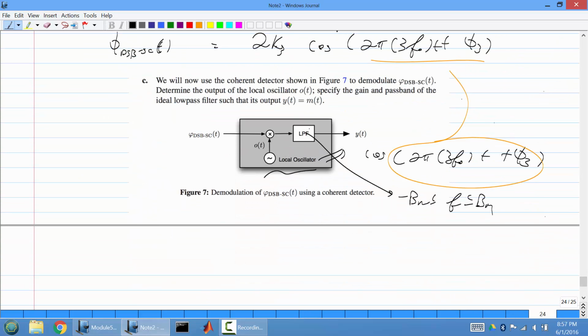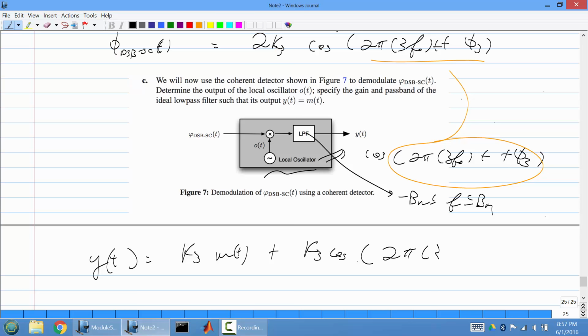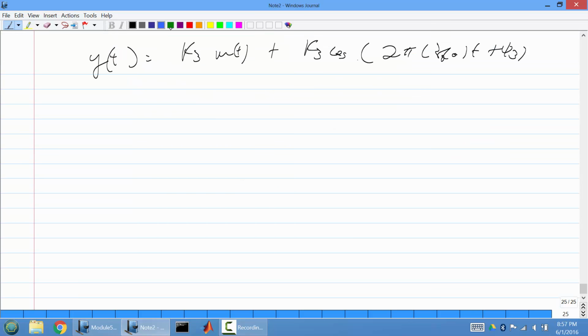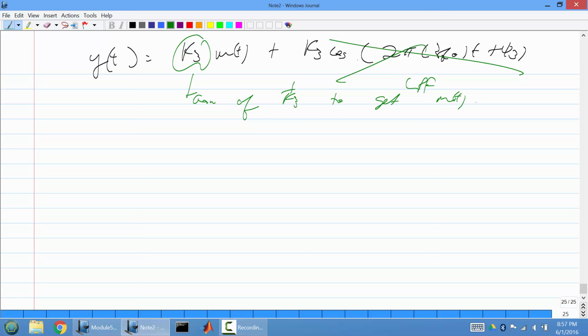When you apply the low-pass filter at this output, remember you're going to get 2 copies: K3 M of t, plus K3 cosine of 2 pi 3F naught t plus phi 3. This goes away after the low-pass filter, so what you're left with is this term. So you need a gain of 1 over K3 to get M of t back, and that's it.